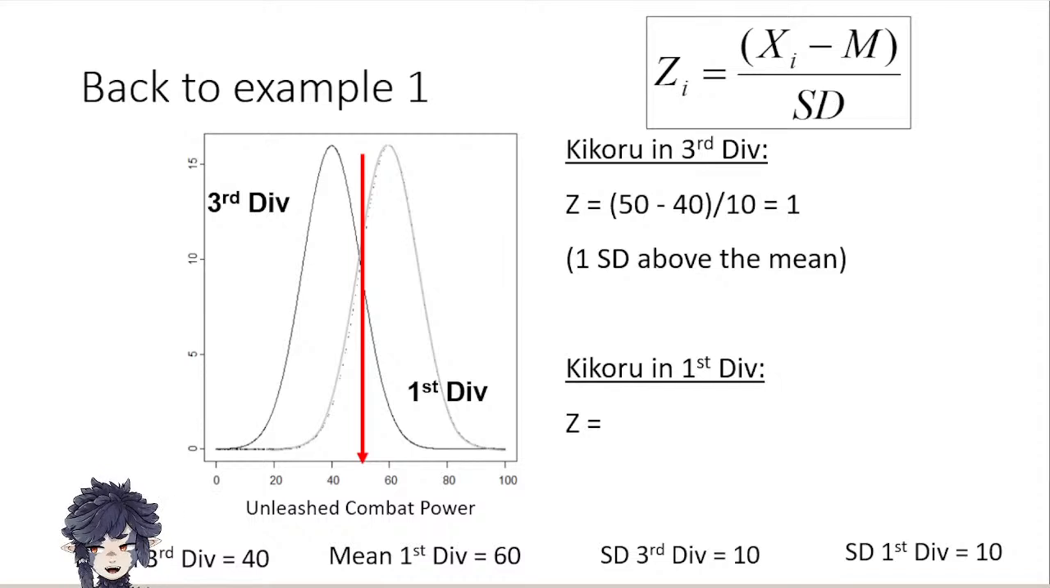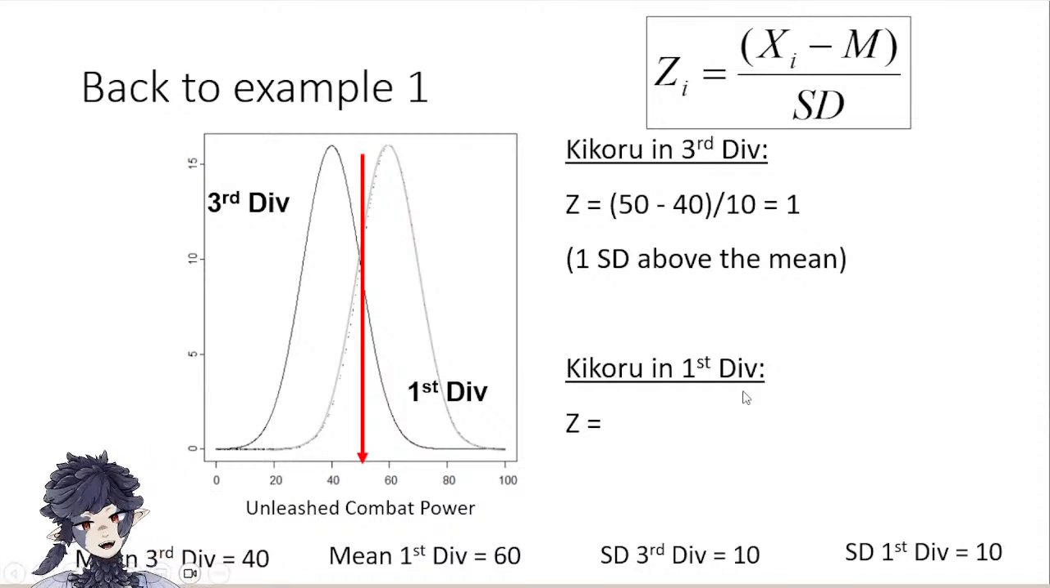There you go. What this means for the third division, this z-score of positive 1, is that Kikoru's combat power is 1 standard deviation above the mean in the third division. So she's fairly strong in the third division. She's above average, and she's 1 full unit of distance above average.